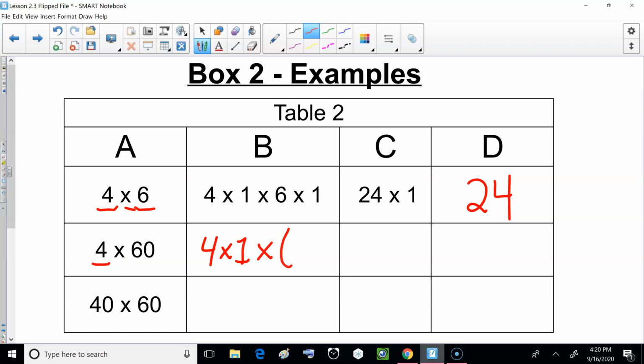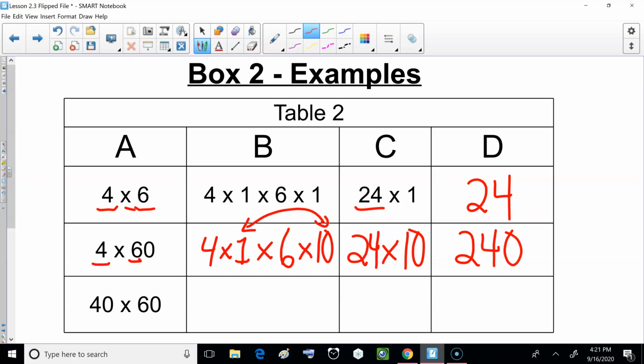So I see 4 again, which would still be 4 times 1, times 60. Now we still see the 6, but now we know 6 is in the tens place value, so it'd be 6 times 10. We're going to take our 1 and our 10 and multiply those place value numbers together. So our number is going to be times 10. And we still have 4 times 6. So 4 times 6 equaled 24 in the problem before. It's still going to equal 24 in this problem. So now I have 24 groups of 10, which will give me an answer of 240.